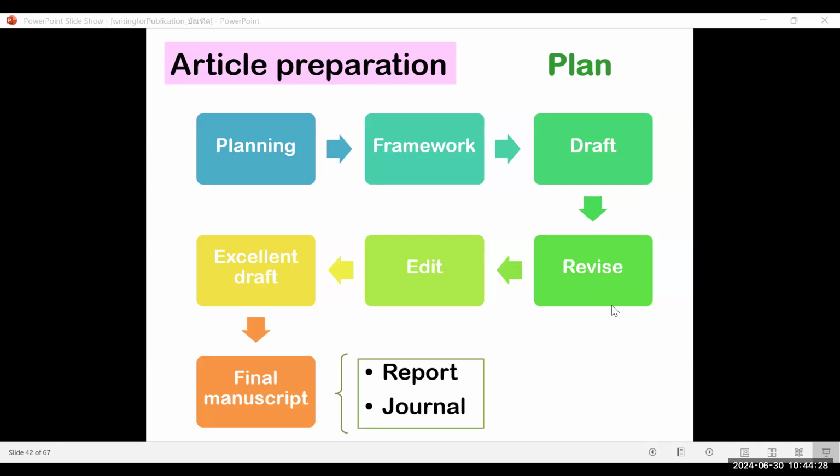Is it good or not? If something needs to be fixed up, revise the draft into an edited version. Edit again, revise again and again, until you have an excellent version of your draft that your supervisor, your committee, or your research team approves as the final version of the manuscript. And then you can submit it to a journal, or submit it as a report to your financial support agency, right?